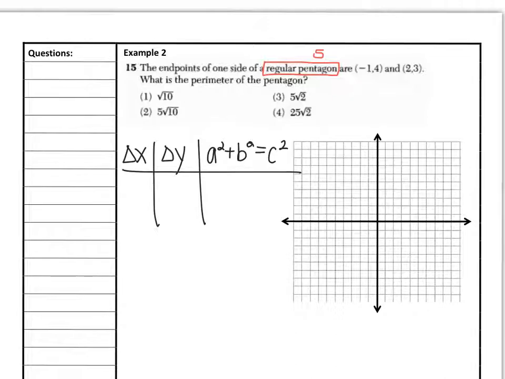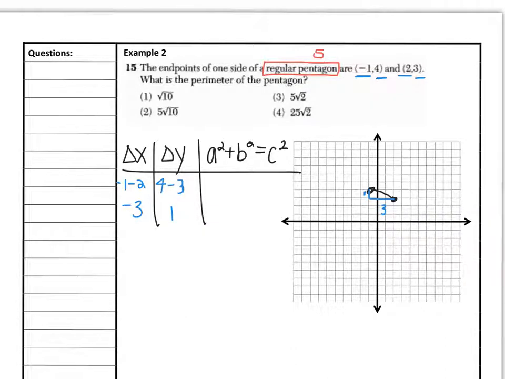-1, 4, here, 2, 3, this is a tiny one, so I connect those. So if I go ahead and look for my change in x's, my change in y's, my change in x's, they're 3 apart horizontally. -1 minus -2 is going to give me a -3. My change in y's, it looks like they're just 1 apart. 4 and 3, 4 minus 3 is just 1. Oh, what did I just do? 4 minus 3 is 1.